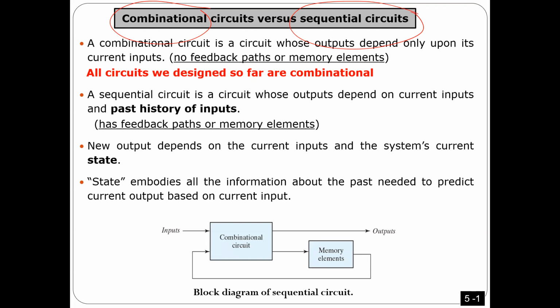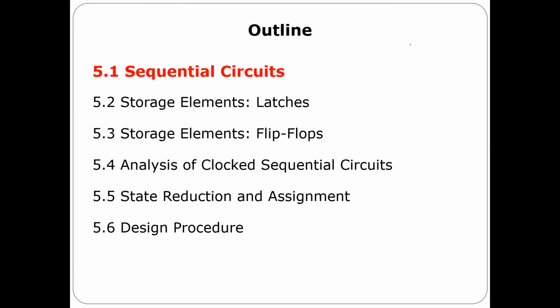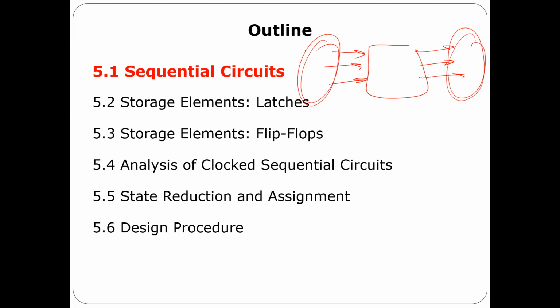The main difference between them is that in a combinational circuit, whatever the circuit is, you have input and then you have output. The output can be only one, or can be 2, 3, whatever it is. And the output here depends only on the input. That means for the same input, I'm going to get the same output. This is what we have done so far in this course.